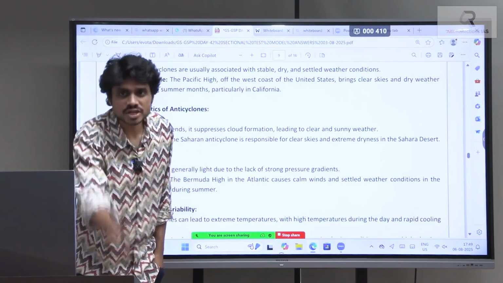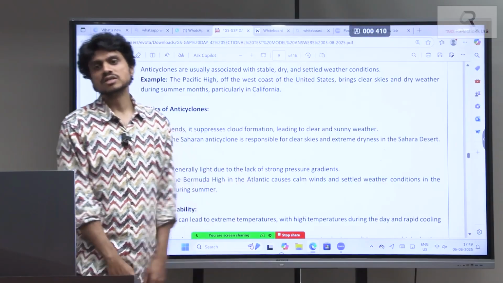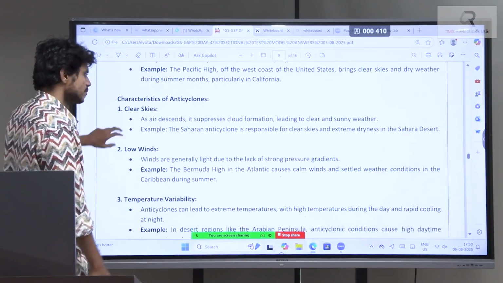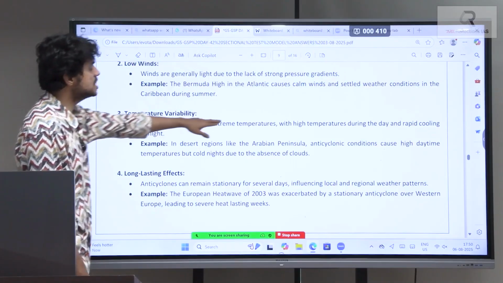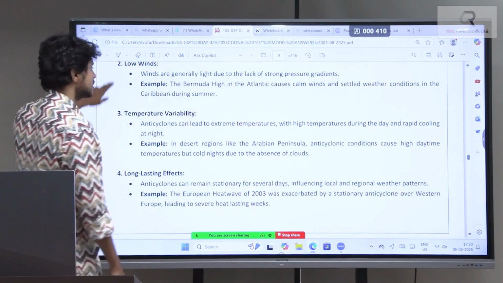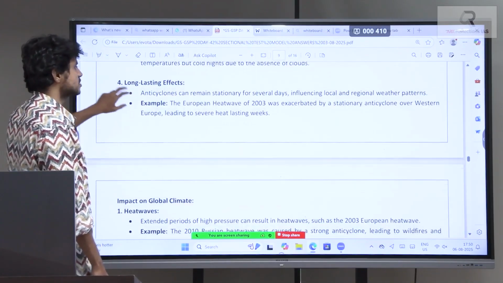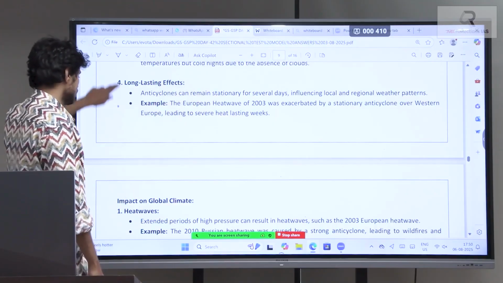Why don't you have clouds at 30 degrees? There are high pressure conditions at 30 degrees, and high pressure conditions are nothing but anticyclones. Again, temperatures would be very high. Winds are low, with temperature variability. Anticyclones can lead to extreme temperatures, with high temperatures during the day and rapid cooling at night. In the desert regions, this is the scenario. They can remain stationary for several days and cause long lasting impacts on the weather.